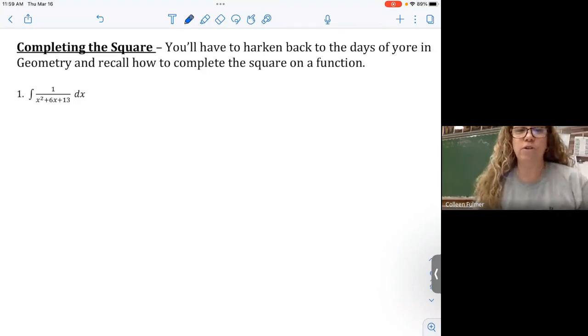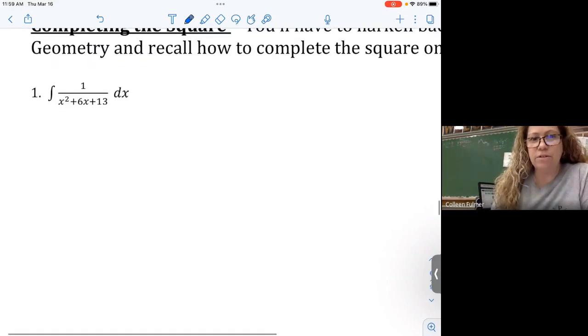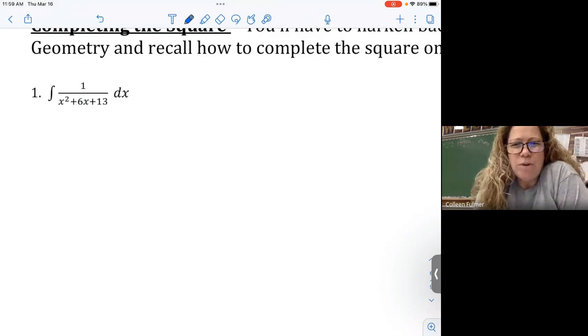Okay, let's see how we can use completing the square in order to do integral problems. I'm going to make this a little bit bigger here so we can see what's happening. So we have this thing on the bottom, x squared plus 6x plus 13. Normally what I would do first is try straight up u substitution.